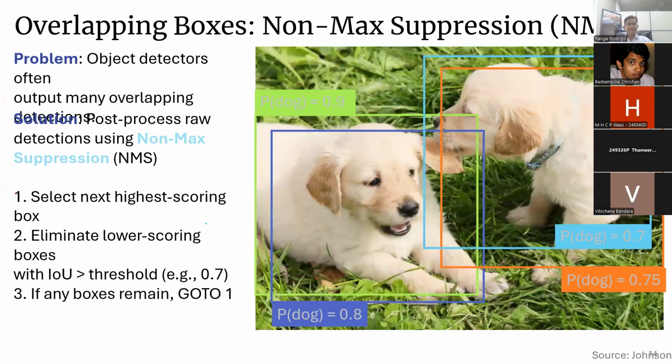All right. Now the problem is when you do these detections, there will be overlapping boxes. What do you do with that?